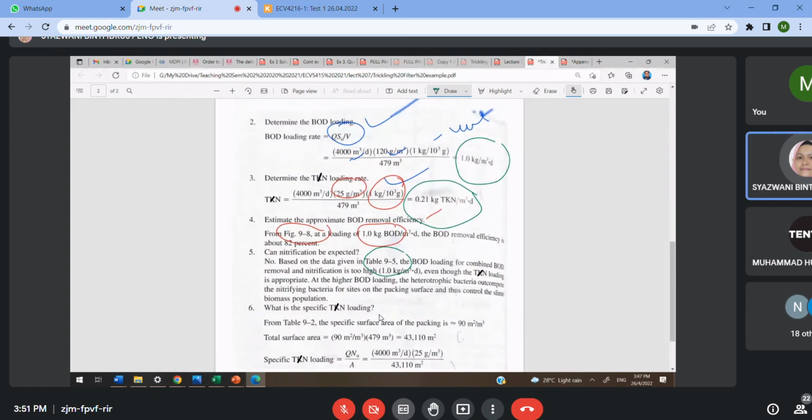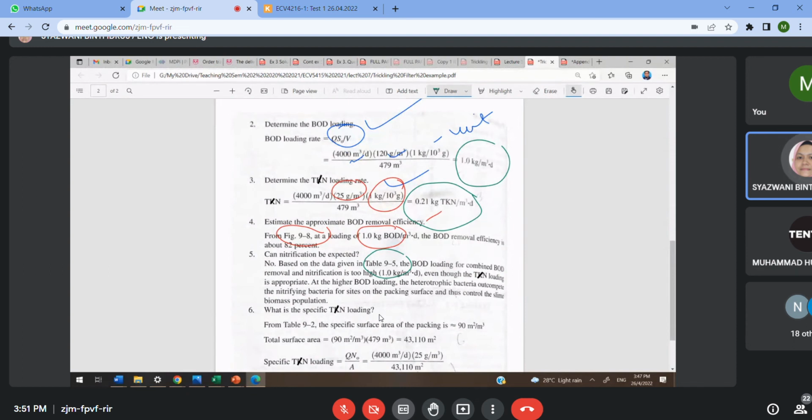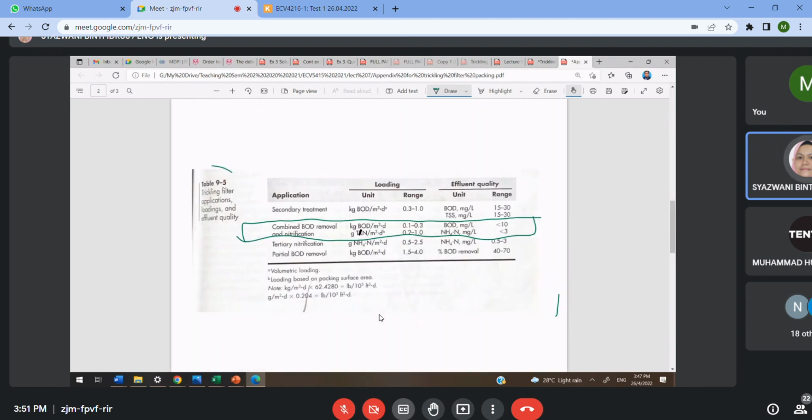Since we have calculated the BOD loading is 1 kg per meter cube per day, and you have calculated earlier the total nitrogen is 0.21. Question number 5 asks you to check whether nitrification can be expected or not. To check this, we have to refer to Table 9.5, given in the appendix. Which row do we need to check? Definitely the row of combined BOD and nitrification, because we have calculated for both nitrogen as well as the BOD.